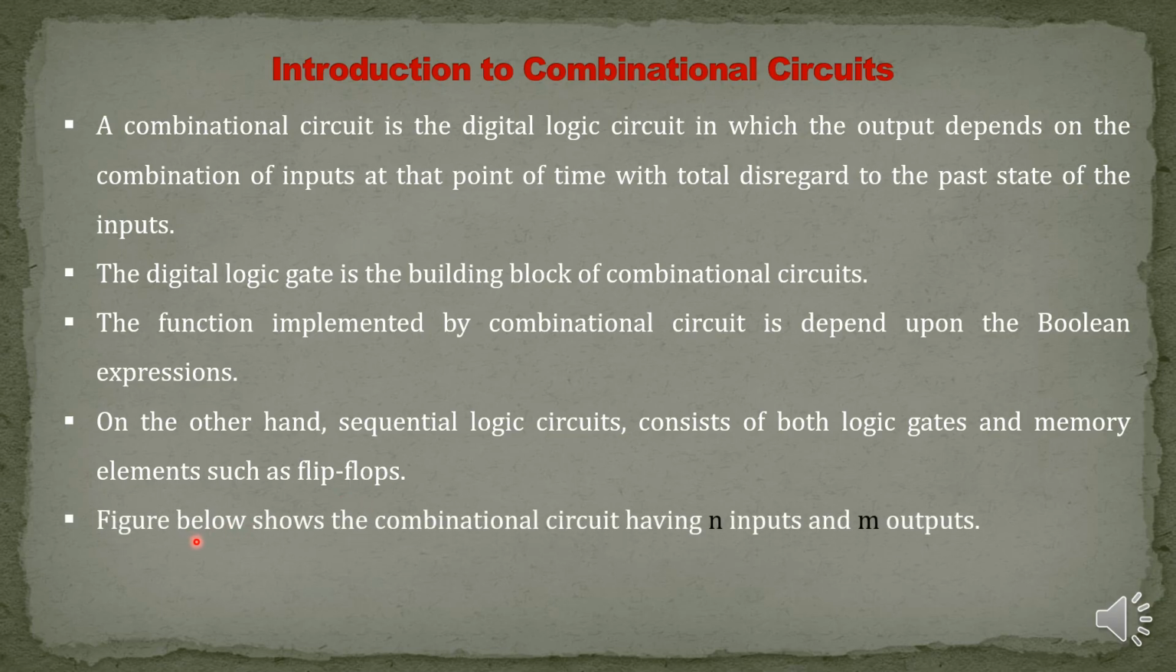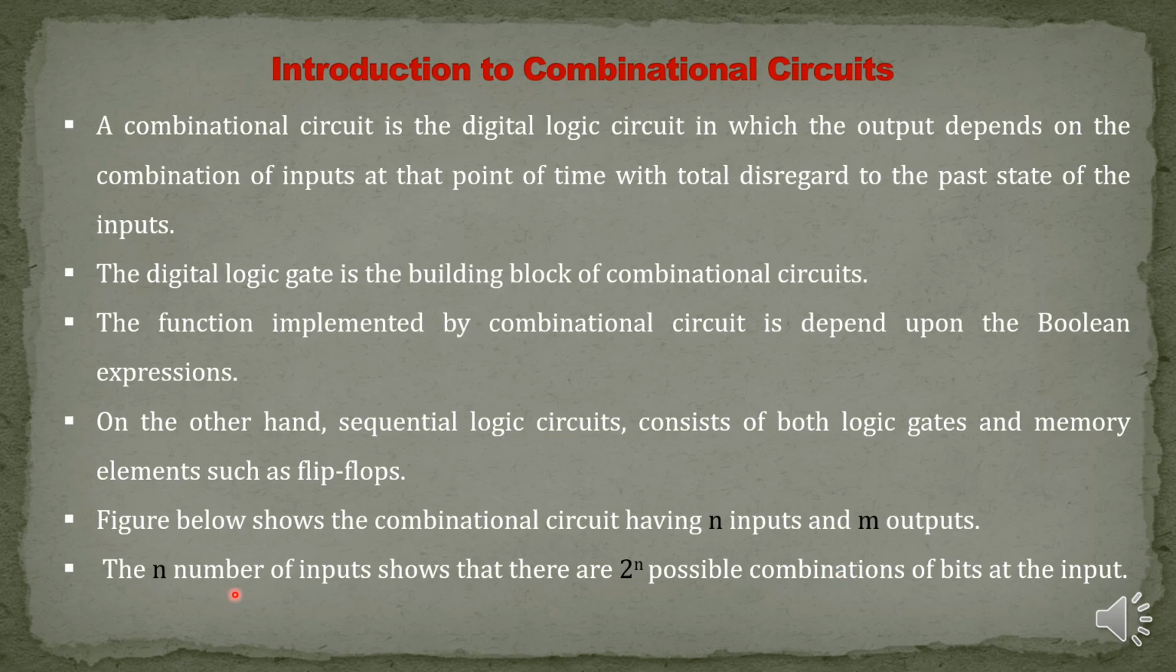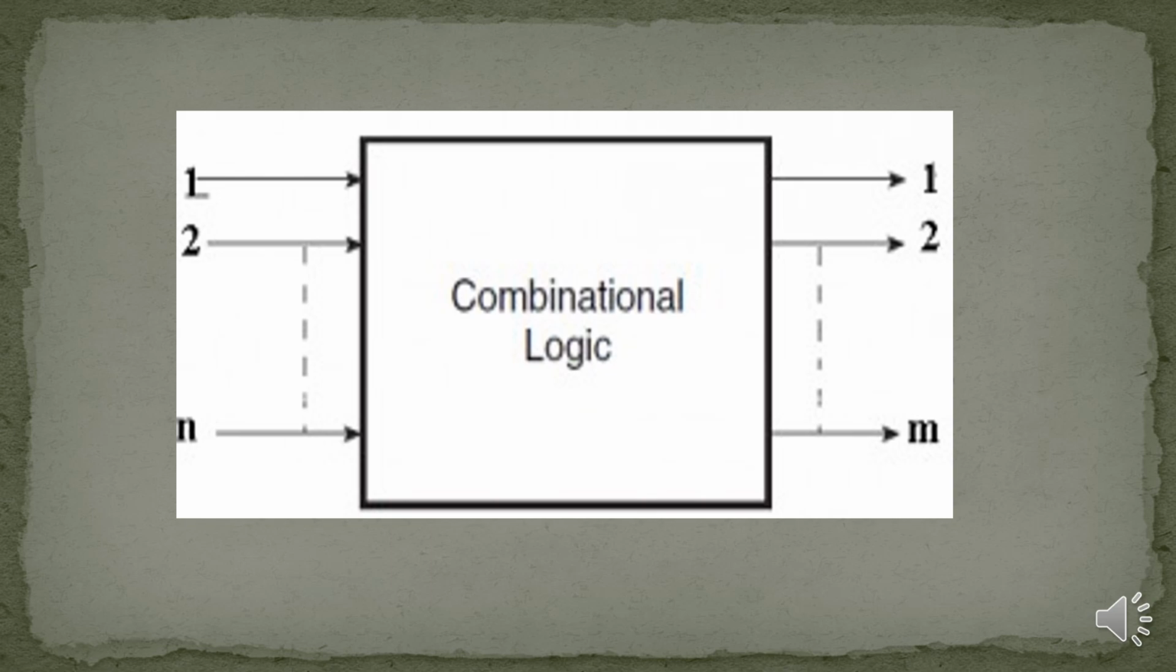The figure below shows a combinational circuit having n inputs and m outputs. The n number of inputs shows that there are 2 power n possible combinations of bits at the input stage. This is the logic symbol for a combinational circuit. Here we have n number of inputs and here we have m number of outputs.